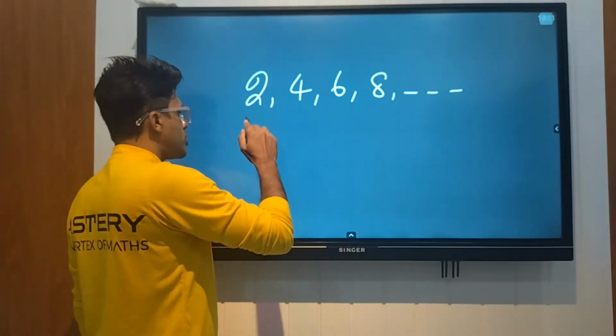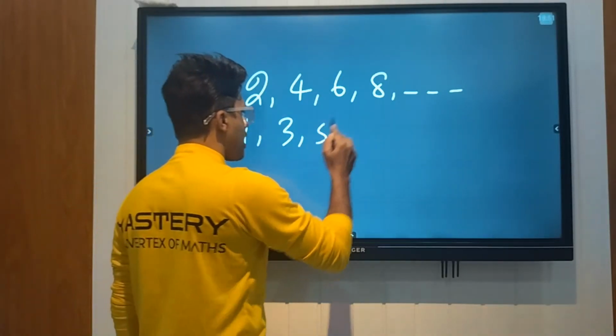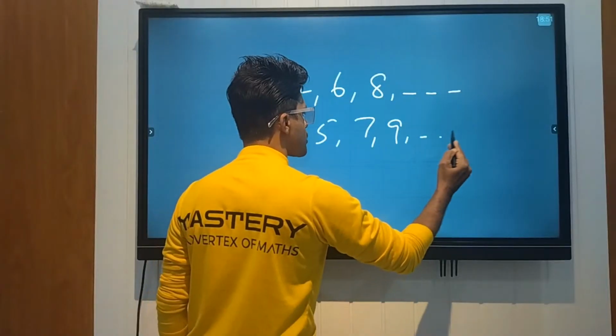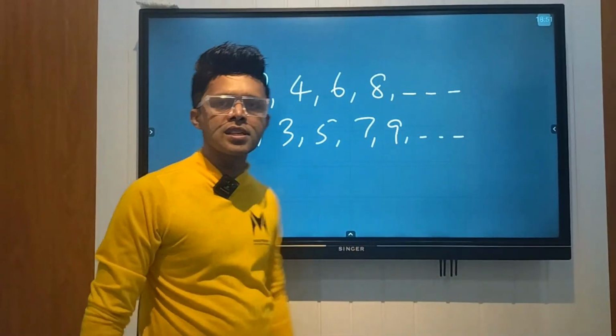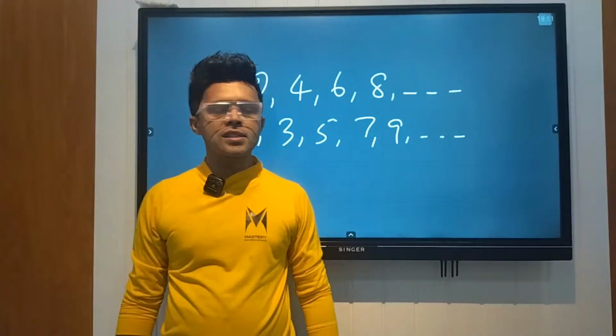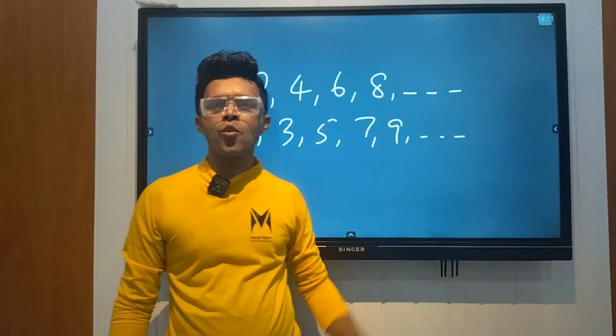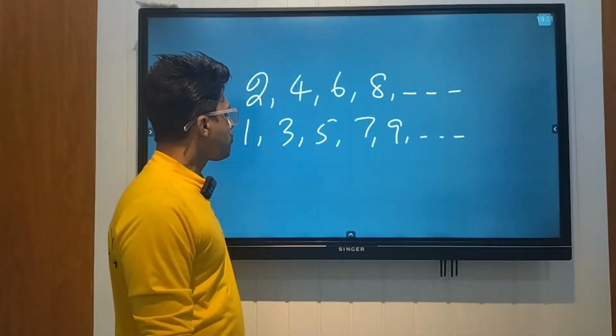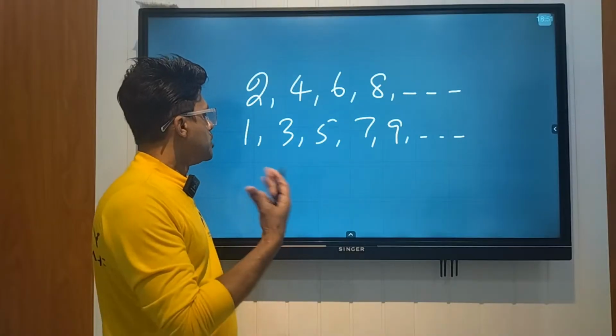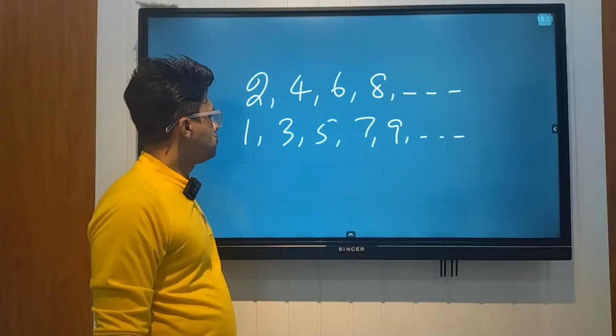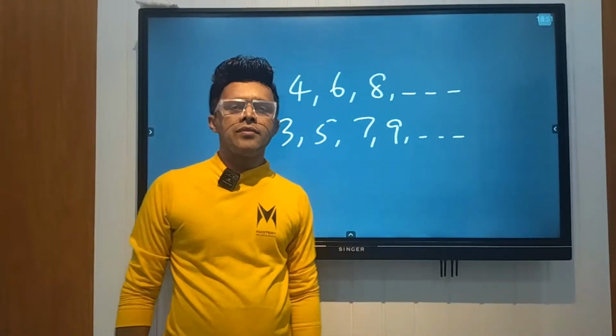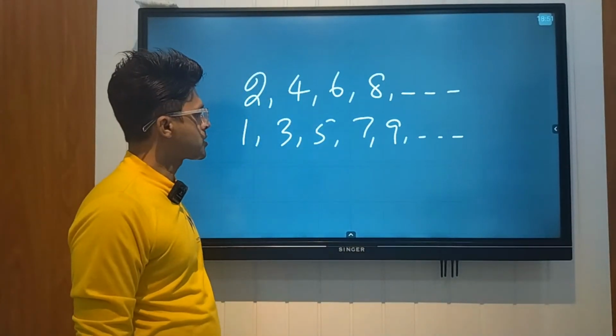Now think of this one: 1, 3, 5, 7, 9, and so on. You could write more digits here, right? These are odd numbers.